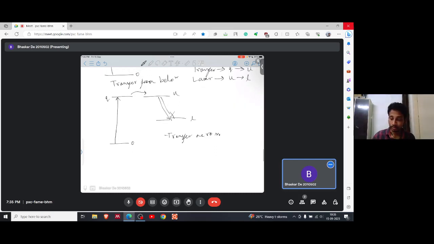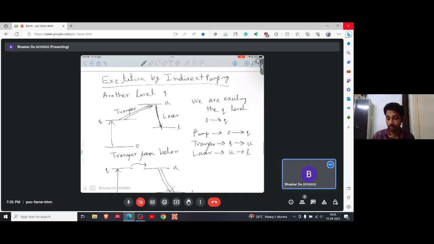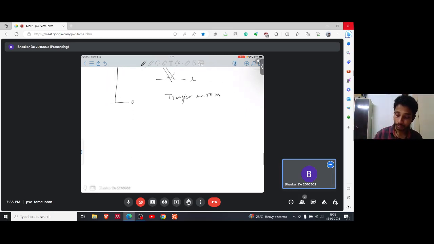Though I have added only one extra level in explaining indirect pumping, this is a very simplified version. In the real laser, the pumping process is much more complicated than this. There are multiple levels that are being pumped, then certain transfers take place, and then we obtain the lasing action. Then these are the two pump and transfer processes.